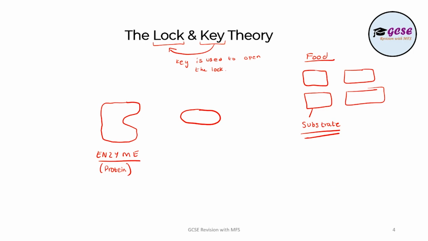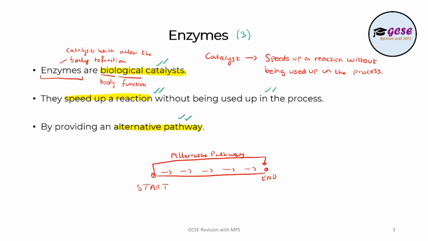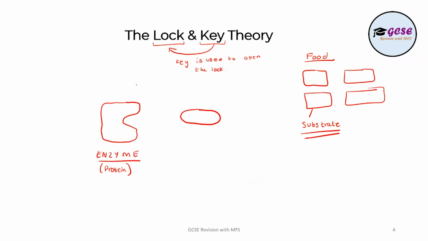So enzymes, remember the key parts we looked at, they are biological catalysts, speed up a reaction by providing an alternative pathway. Let's say in this case that this is a chemical reaction. This has to be broken down so a chemical reaction can occur. Whatever is being broken down is known as the substrate. The substrate is whatever needs to be broken down.